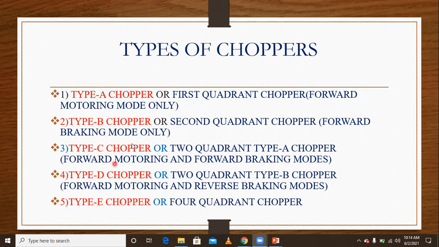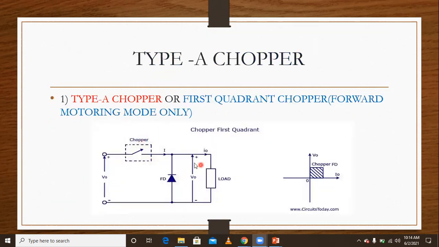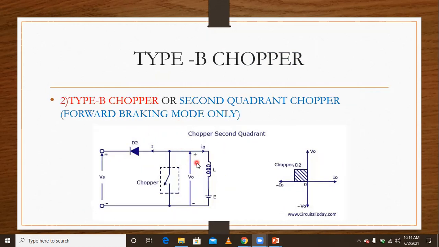So this is a simple introduction to the types of chopper. This is the type A chopper, this is the circuit diagram, and this is the operating mode, forward motoring mode. Then type B chopper: this is the circuit diagram, operating in the second quadrant, that is forward braking mode. That means the rotor is rotating the same as in motor mode, but it is in braking mode.